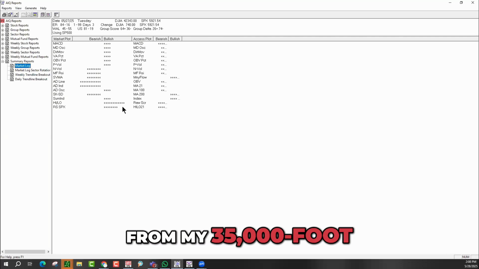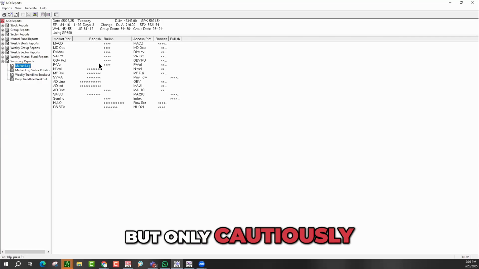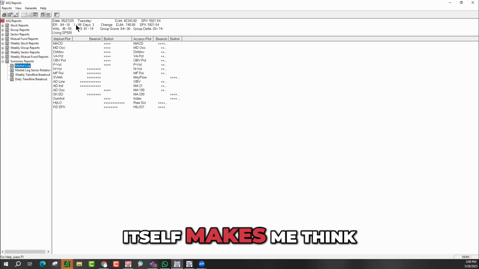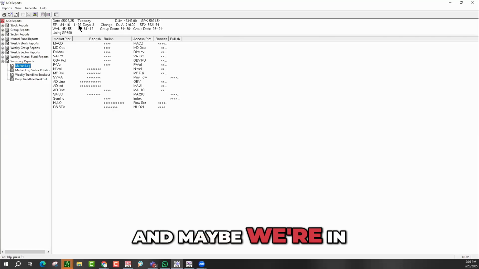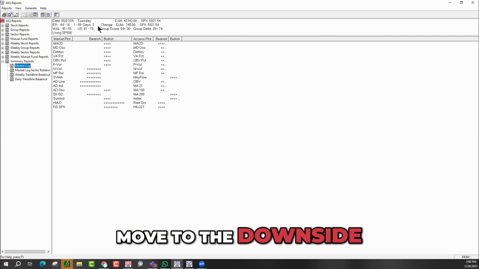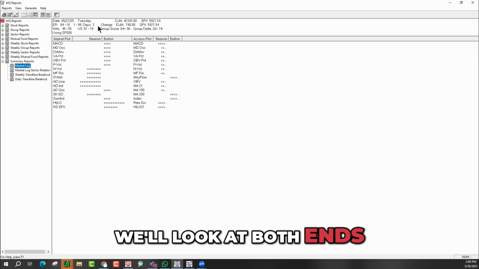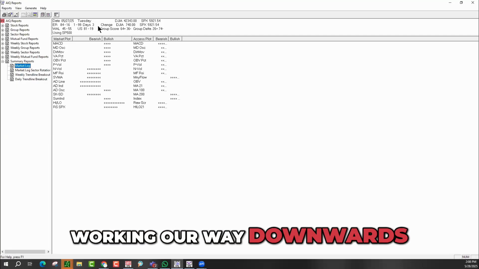So from my 35,000 foot viewpoint, this is cautiously bullish, but only cautiously. However, this down signal that we had on the market itself makes me think if we do anything bullish, it's going to be very short term. And maybe we're at the beginning of a move to the downside, so we might look for some shorts. So we'll look at both ends because we're coming from the high level, working our way downwards.